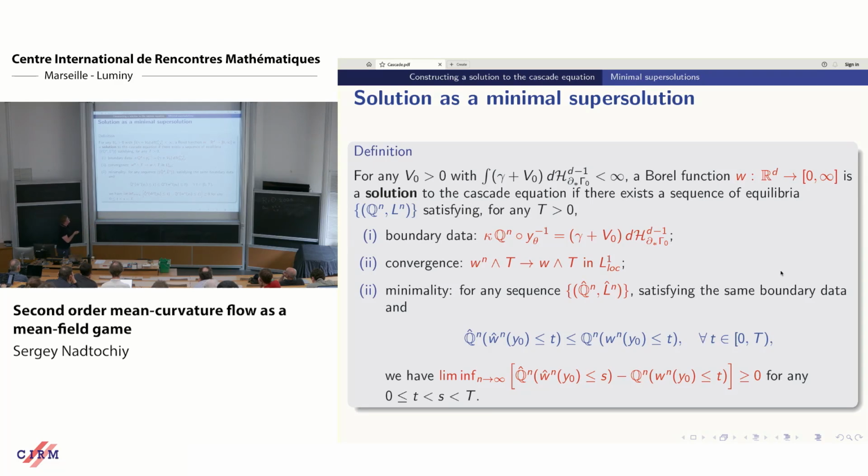So W is a solution to the cascade equation if there exists an approximating sequence of equilibria such that they satisfy the boundary data. They converge to W for any capping T. By the way, remember, W can be unbounded because W is the time your domain reaches a particular point, and your domain may take a very, very long time to reach it. So in principle, it's unbounded. It may take value infinity at the points that are never reached by your domain. Now, it also has this minimality property, and this is exactly what I discussed heuristically in the previous slide. This is just really a more formal way of stating it. And again, here, one can be a bit creative and come up with other concepts. Hopefully, they will all lead to the same notion, but this we don't know yet.